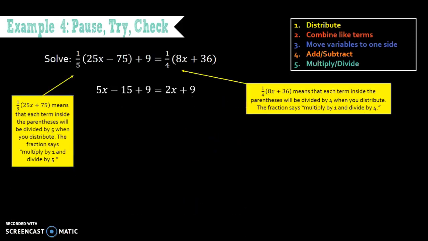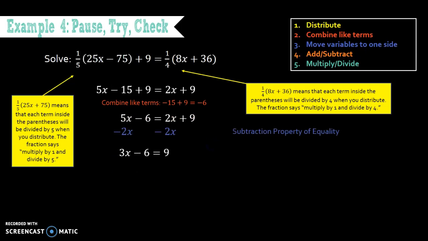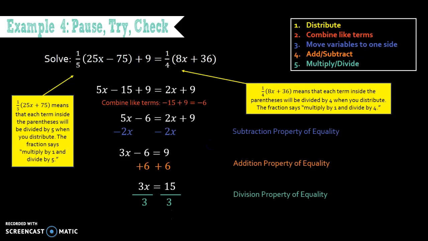We're going to follow the similar steps from before. Hopefully you distributed through by those fractions. The left side tells you you're dividing those values by 5, and the right side tells you that you are dividing those values by 4. Let's combine our like terms on the left-hand side. Move our variables to one side. Use our addition property and our division property.